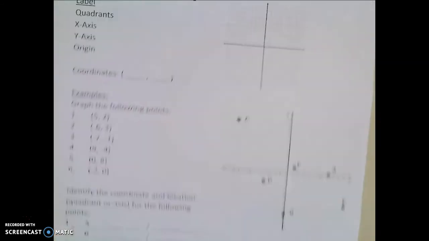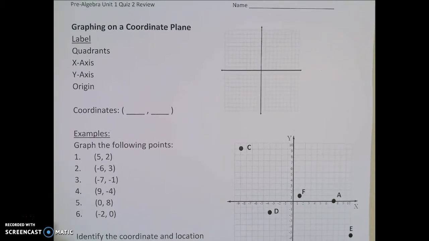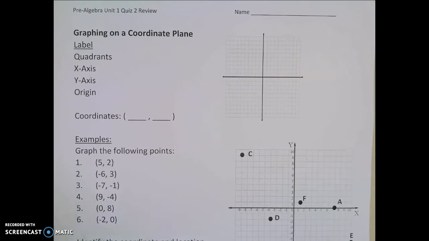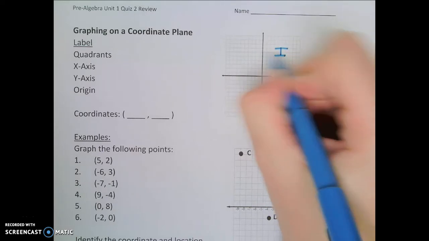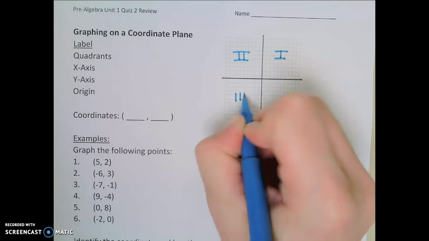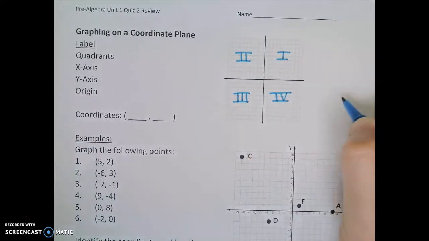First of all, we're going to label everything on this coordinate plane. So this last page is all about graphing on a coordinate plane. So we're going to label the quadrants. Remember, the quadrants have to be Roman numerals. So quadrant 1 is over here. Quadrant 2, we go around in a circle backwards. Quadrant 3 is down here, and quadrant 4 is over here.